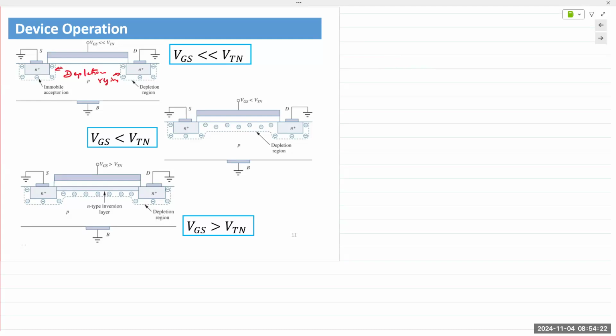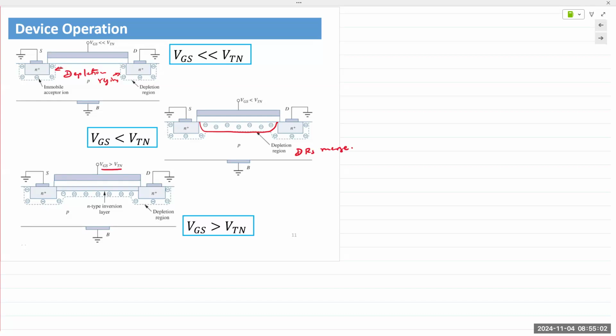When VGS increases, but is still less than the threshold voltage, right below the channel we have this depletion region that develops, and it merges with the depletion regions that were present in the device. So here, the depletion regions merge. And now, third case, where VGS crosses the threshold voltage, inversion occurs.